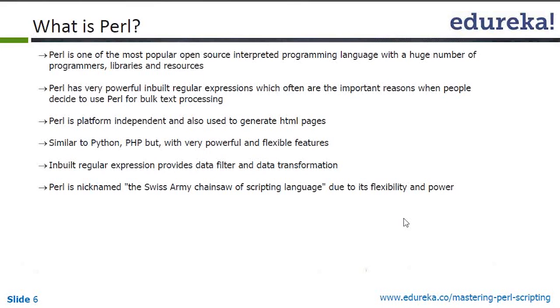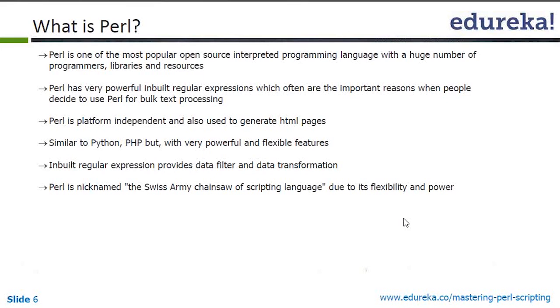Perl is very similar to Python, PHP, and Ruby as well. Python, PHP, and Ruby all came much later compared to Perl. And Perl is more stable, I can say, because it is more mature, and the features it has are getting regularly updated. It provides very powerful and flexible features to learn. Inbuilt regular expressions provide data filtering and transformation as well as data substitution. So this is one of the very important things Perl provides us.